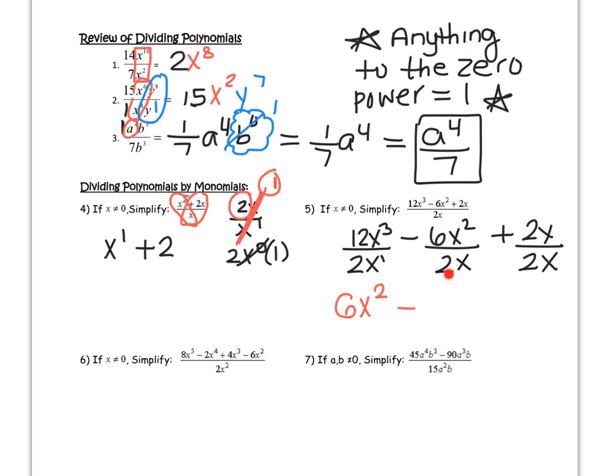Then we have 6 divided by 2, which is 3. We keep the x and subtract the powers. This power has a 1, so 2 minus 1 is 1. We don't have to write it, but we could just say 3x or 3x to the first. And last but not least, we have 2x divided by 2x. Anything divided by itself is 1, so please don't forget to put a 1 there.